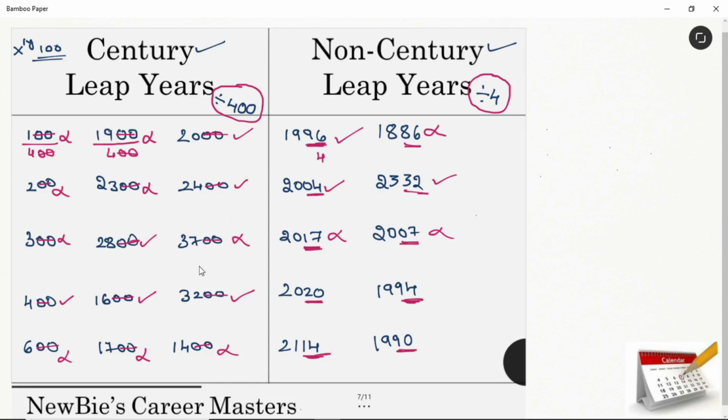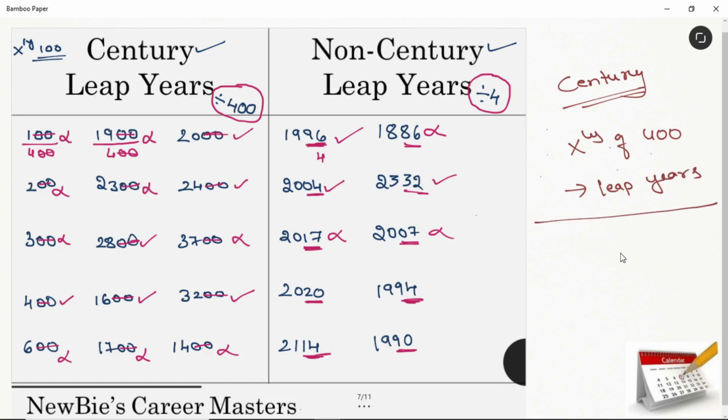From these examples, we can come to one conclusion. That is, if it is a century year, only multiples of 400 are leap years. Very simple. Clear? For non-century years, only multiples of 4 are leap years.